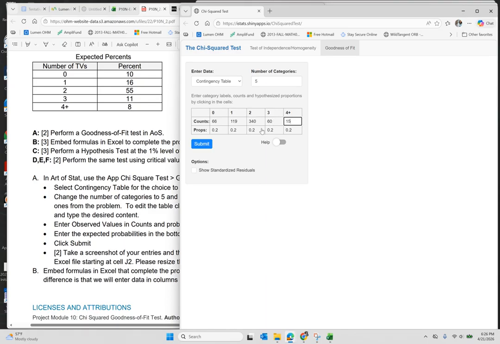And then here I have to do the probabilities. Now remember that these must be decimals, whereas your project is giving them to you in percent form. So the 10% is 0.10, the 16% is 0.16, the 55% is 0.55, the 11% is 0.11, and the 8% is 0.08. And you want to submit.